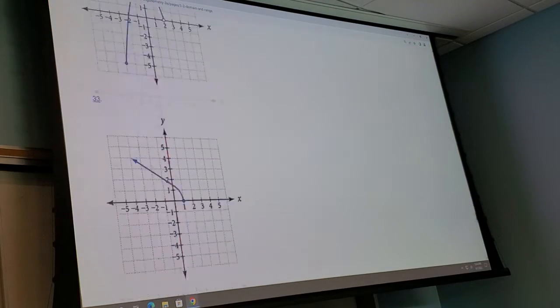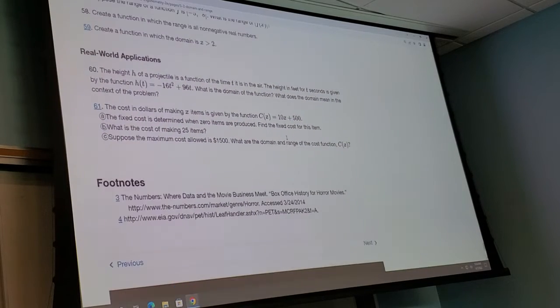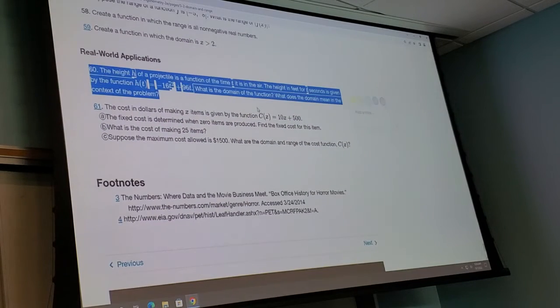For the last problem, it's 61. 61? 60. 60, okay. Yeah, this one.